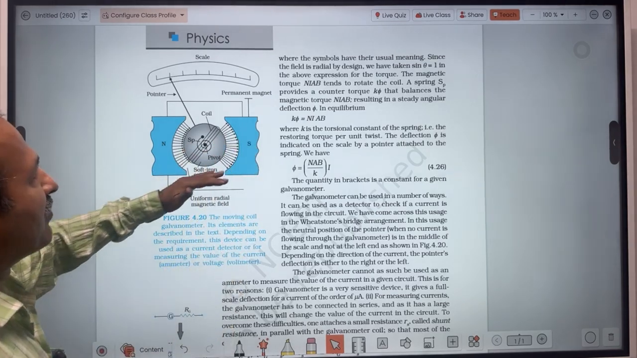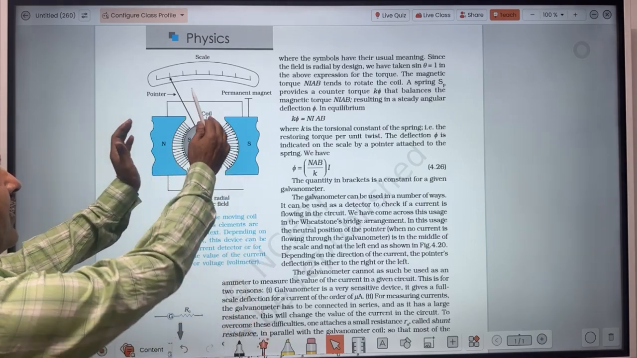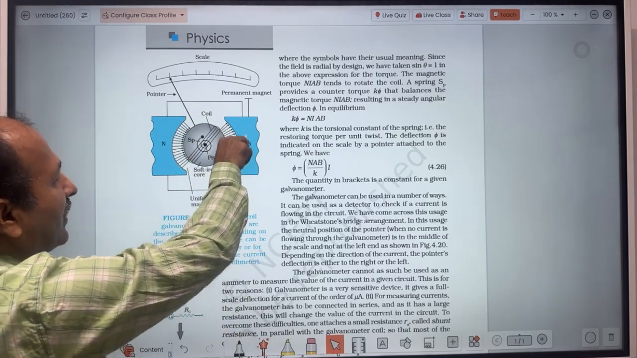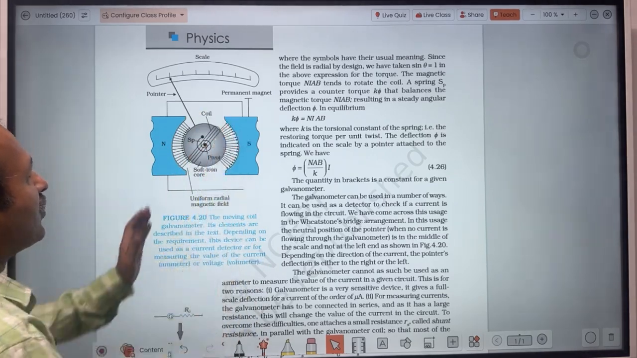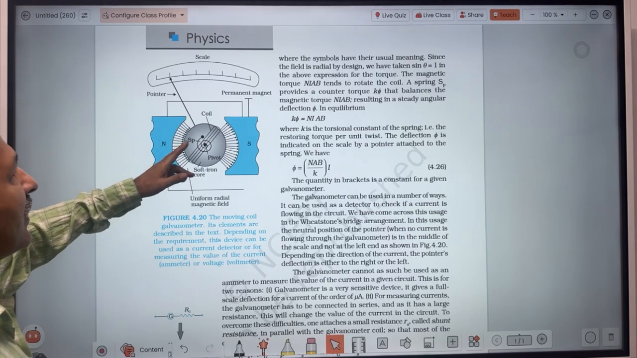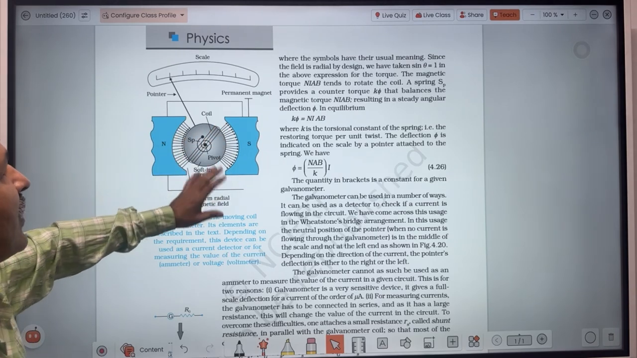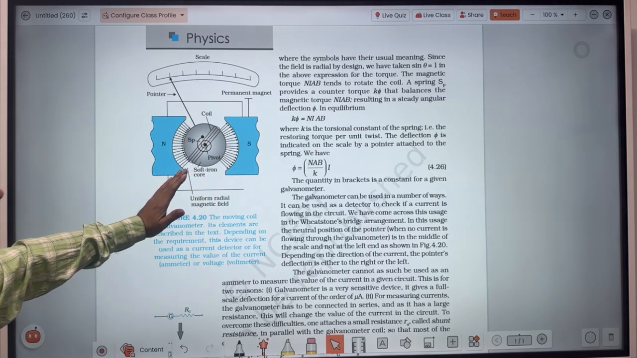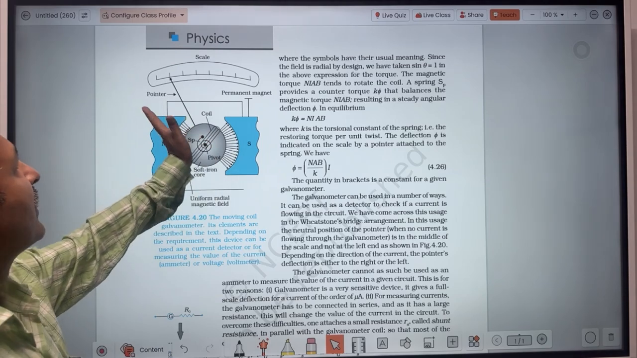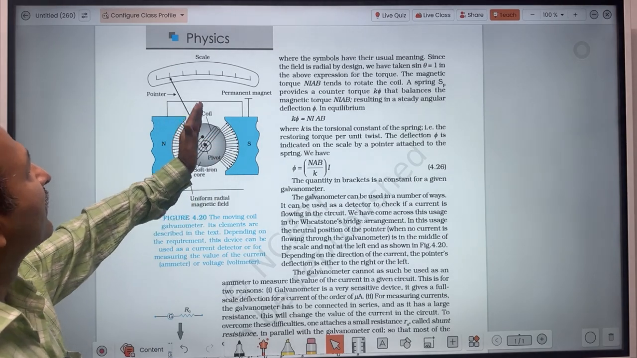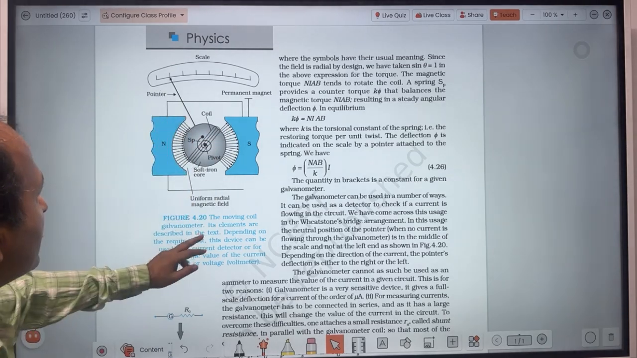right? Here there is a radial magnetic field, right? Because the magnet is like this. So in order to maintain uniformity, the field is taken to be radial. So the pointer will always be along the direction of the magnetic field, correct? You have seen it, you have understood.